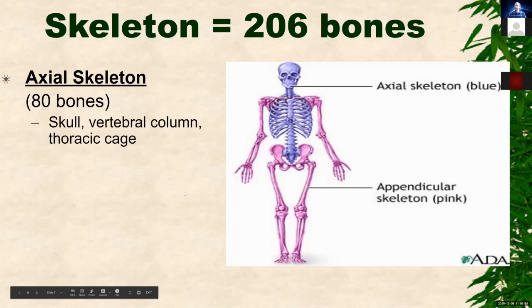And it includes our skull, so it's the blue bones versus the purple bones. It's our skull. It's our vertebrae of our spinal column, or the vertebral column. And it's the rib cage, otherwise known as the thoracic cage.